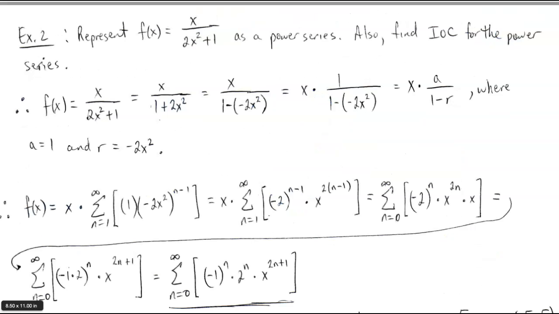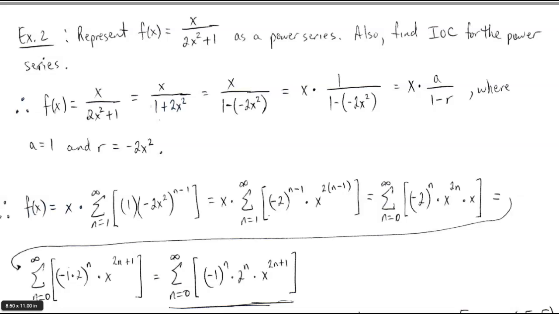Okay, so for our next example, we see that we have a function that looks a little bit more difficult than the one that we had before, and that's okay, but our goal is still the same. We want to be able to represent this rational function as a power series and then find out what the interval of convergence will be for. So we're going to take the same approach as we did last time.